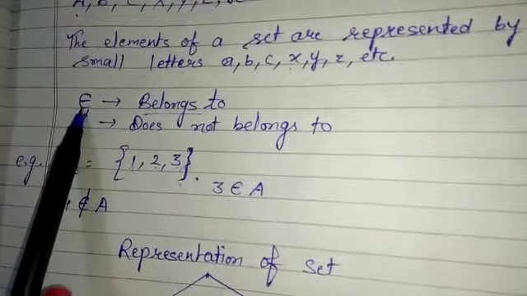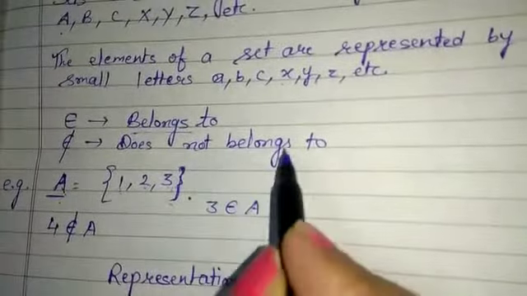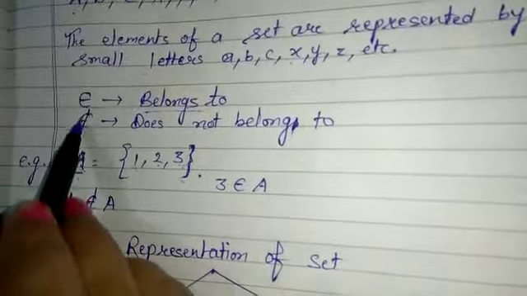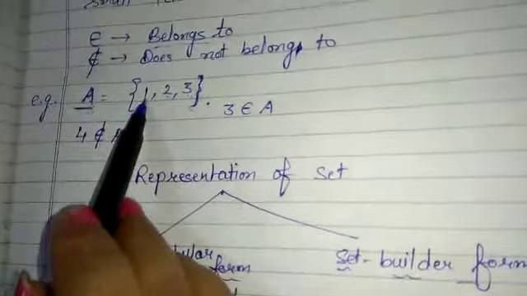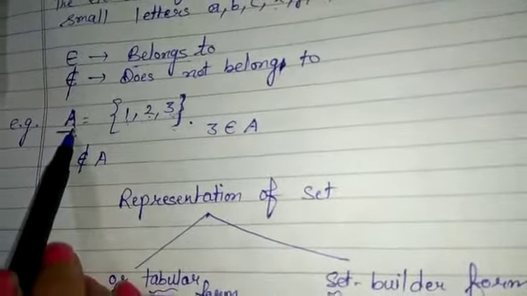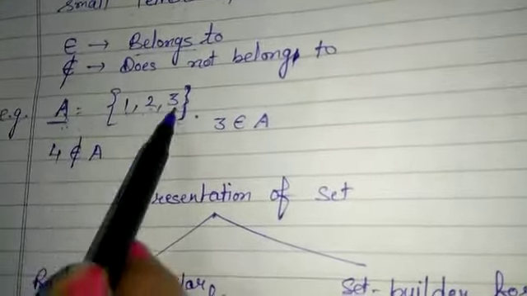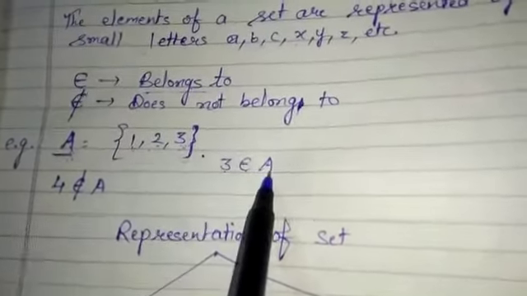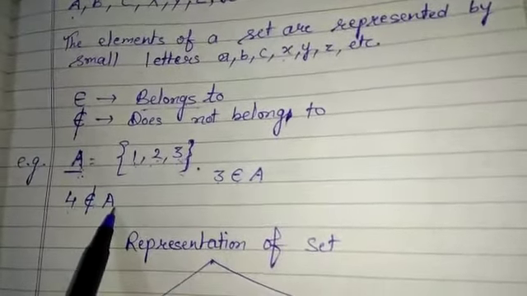So now we will learn about the belongs to symbol and the doesn't belong to symbol. This is the symbol for belongs to, and this is doesn't belong to. Look, for example, A is a set whose elements are 1, 2, 3. If this is an element of this set, then this belongs to this set. If this is not an element of this set, then it doesn't belong to. 3 is an element of this set, so 3 belongs to A. And 4 is not an element of this set, so 4 doesn't belong to A.